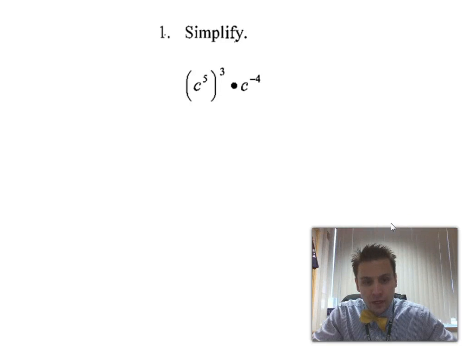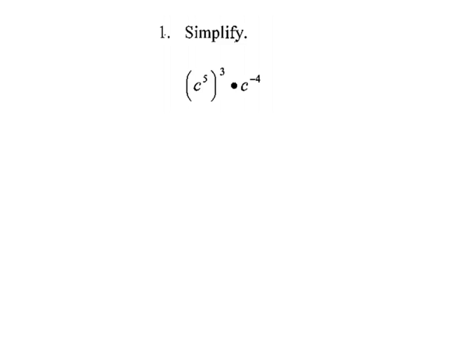Hey everybody, Mr. Bucko here with problems 1 through 3 on your Algebra Chapter 8 practice test where we're simplifying some exponents. So number 1 here, we're asked to simplify the expression c to the 5th to the 3rd times c to the negative 4th.